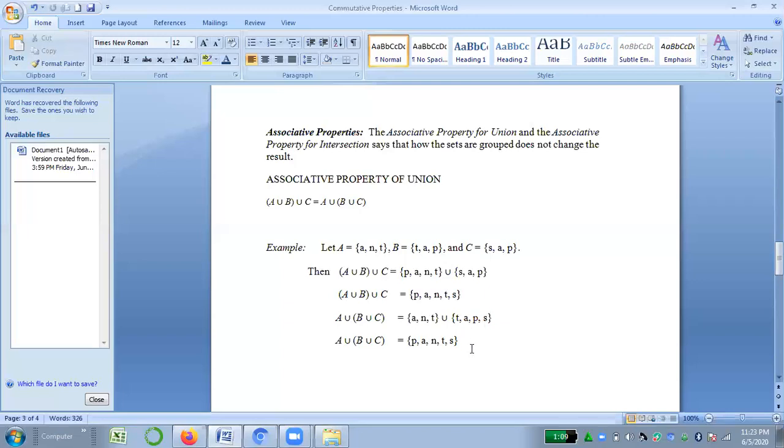So then we got the answer P, A, N, T, S after taking the union in the third step. So this answer is similar: the left hand side and right hand side are similar or same. So we have proved this as well.